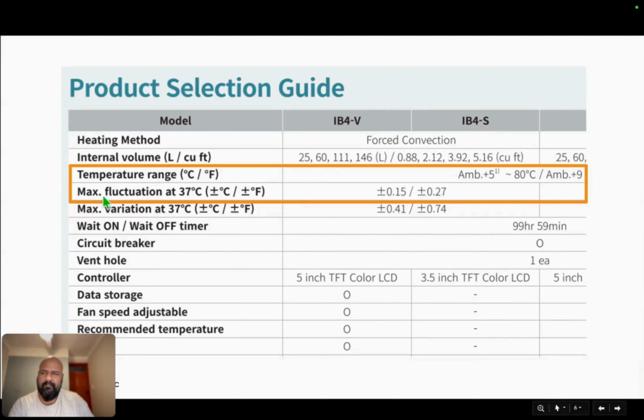And then you get something that says either accuracy or fluctuation, in this case. This means that at 37 degrees, the maximum fluctuation is 0.15 degrees. So if we set this incubator at 37 degrees, it'll be in a range of either 37 plus 0.15 or 37 minus 0.15. And that's the range where we can expect it to be, more or less.